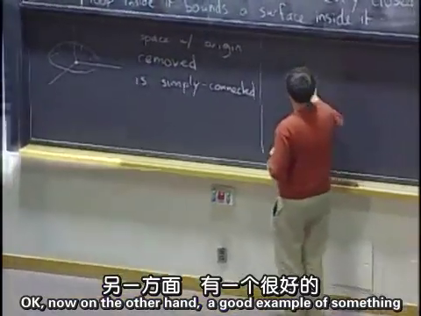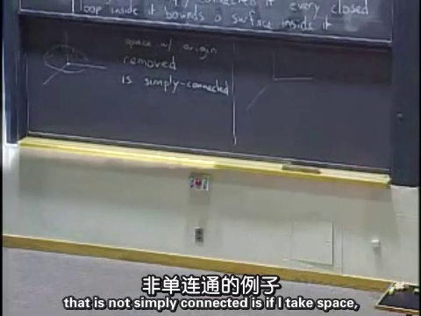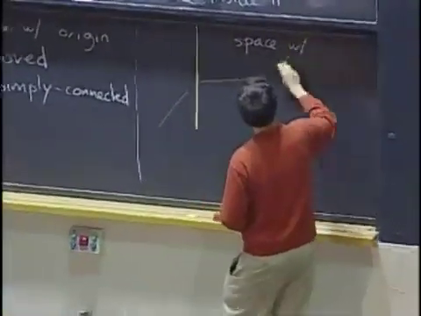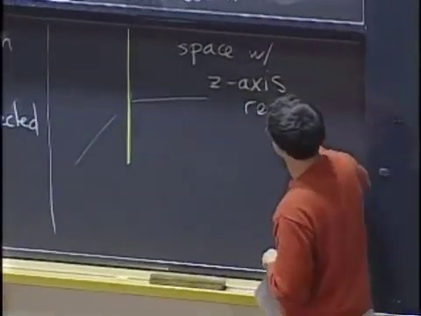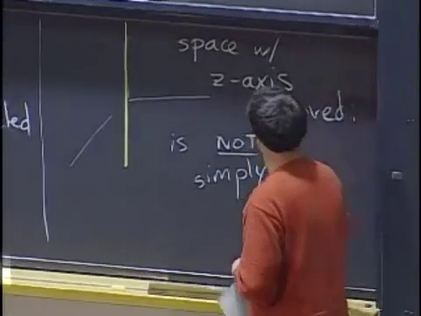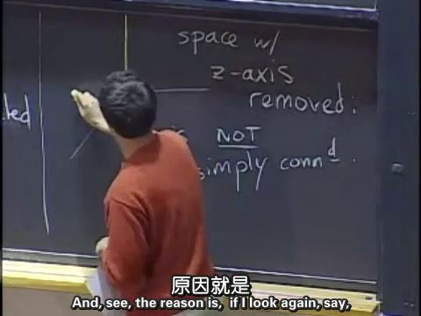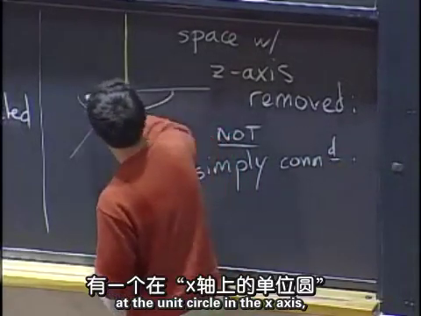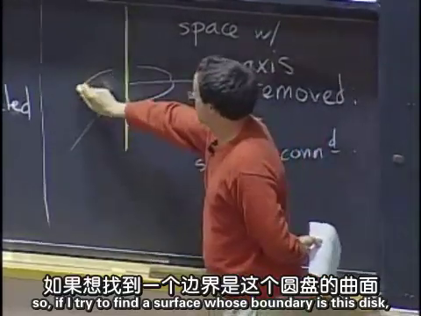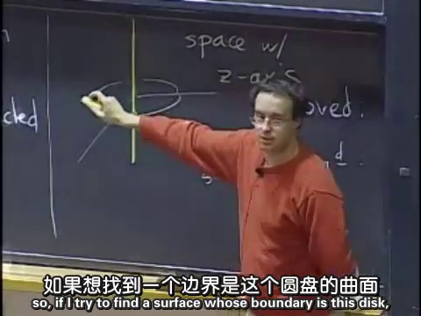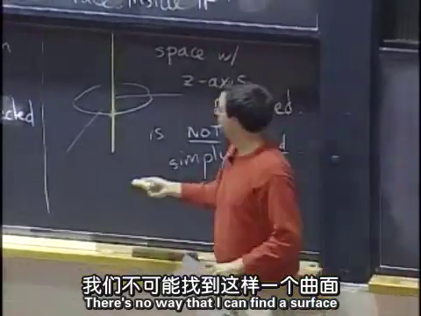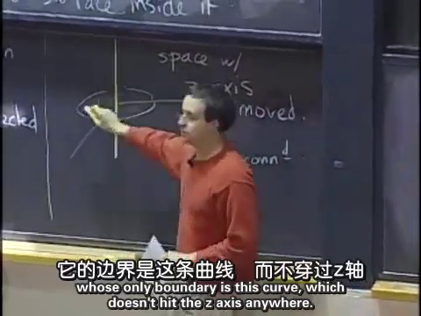Okay, now on the other hand, a good example of something that is not simply connected is if I take space and I remove the z-axis. That is not simply connected. And the reason is, if I look again, say, at the unit circle in the xy plane, if I try to find a surface whose boundary is this curve, well, it has to actually cross the z-axis somewhere. There's no way that I can find a surface whose only boundary is this curve, which doesn't hit the z-axis anywhere.